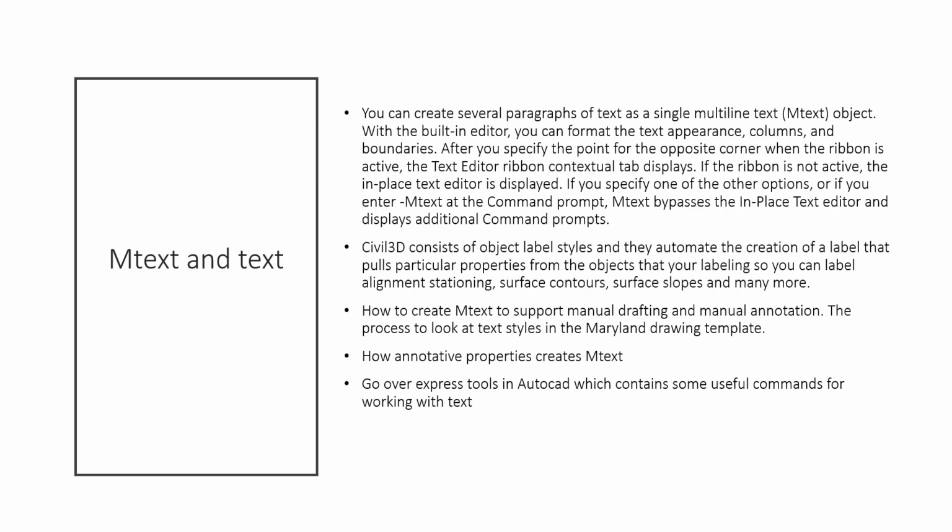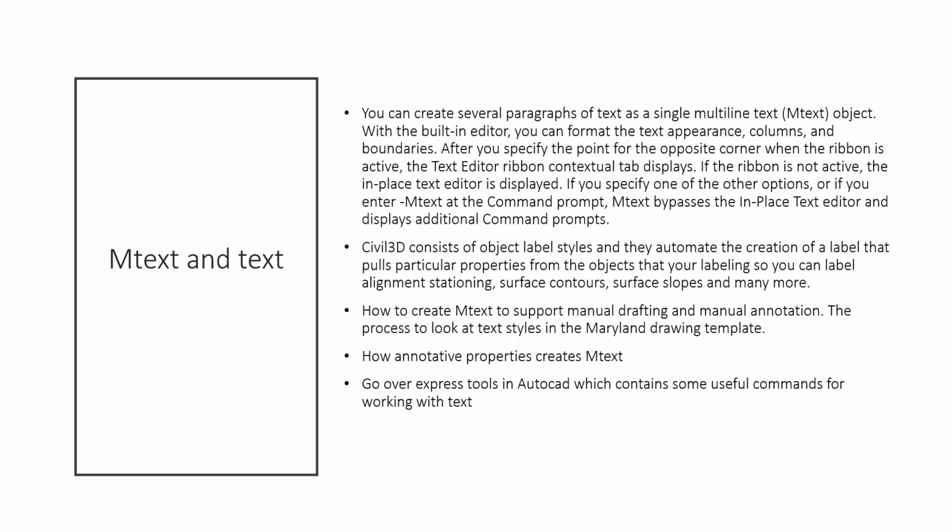So most people are familiar with creating Mtext. Basically, it's a single multi-line text or Mtext object. With the built-in editor, you can format the text appearance, columns, and boundaries. After you specify the point for the opposite corner when the ribbon is active, the text editor ribbon contextual tab displays. If the ribbon is not active, the in-place text editor is displayed. If you specify one of the other options, or if you enter Mtext at the command prompt, Mtext bypasses the in-place text editor and displays additional command prompts.